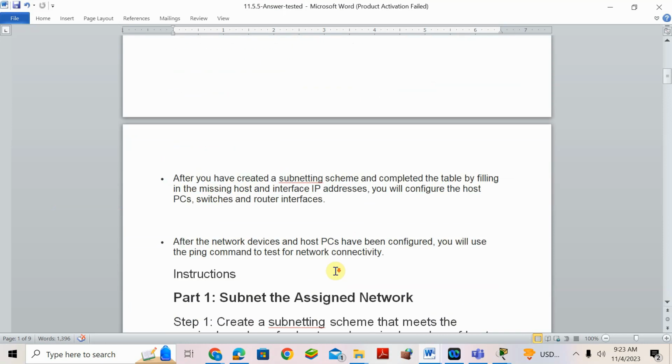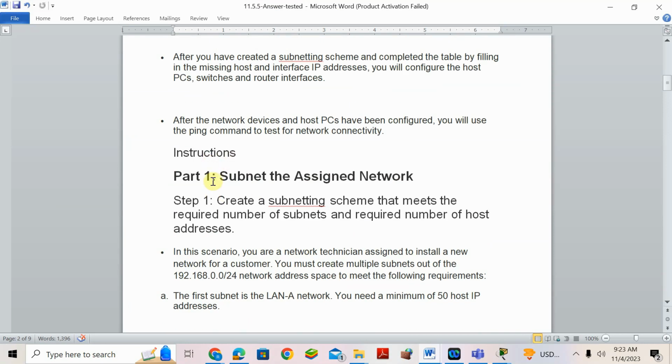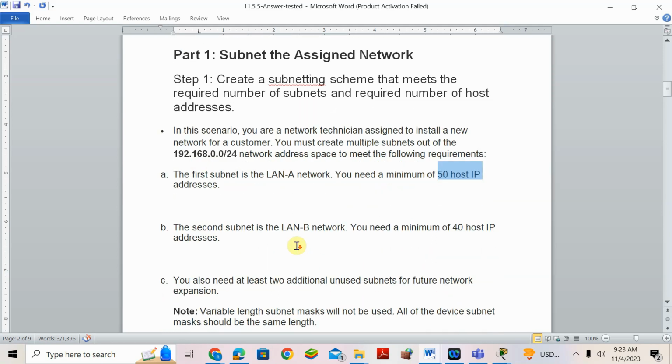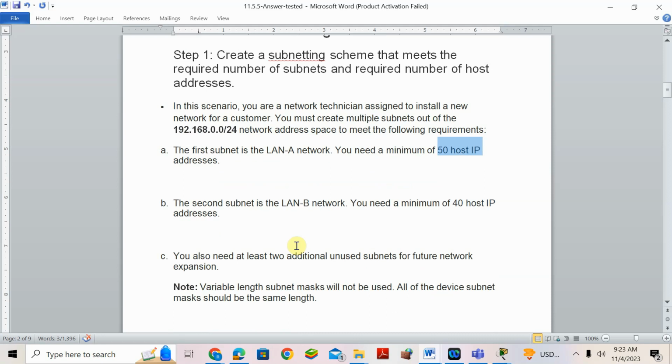Now start with part 1, subnet the network. We have been given one network, 192.168.0.0/24. From that we need to get two subnets. The first subnet is LAN A, and they need 50 host addresses, that is 50 IP addresses. The second subnet is LAN B, they need 40 IP addresses. Here we are not using variable length subnet masks. Fixed subnetting is used, the same subnet mask for both networks.